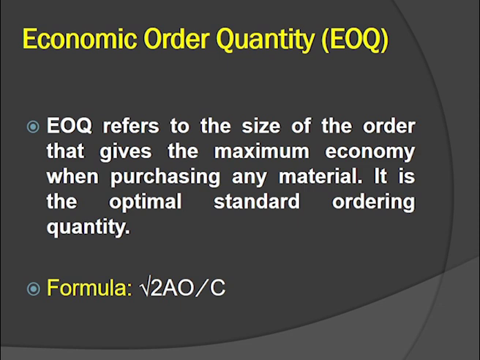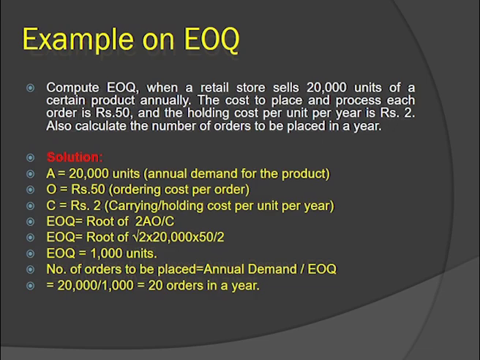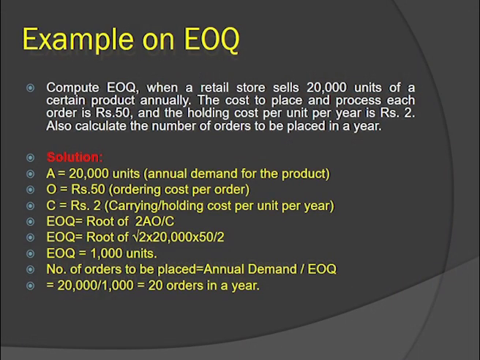So, let us have one exercise on this. This exercise shows that a retail store sells 20,000 units of a certain product annually, the cost to place and process each order is 50, and the holding cost, that is called carrying cost per unit per year, is 2 rupees. Calculate EOQ as well as the number of orders to be placed.